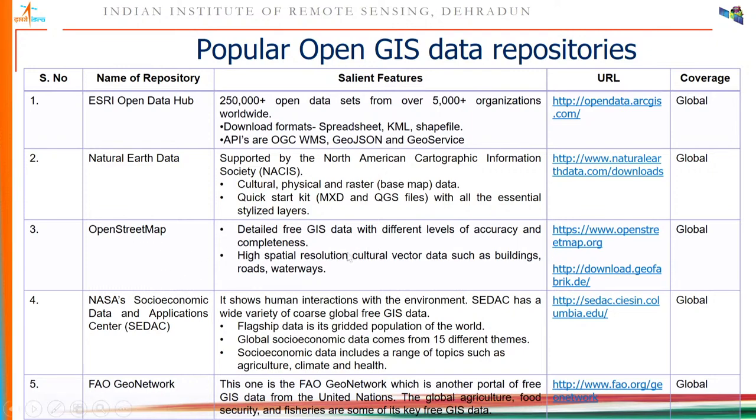OpenStreetMap, I already explained to you. This is a very popular website whenever you are talking about GIS data or vector data. OpenStreetMap will be the most popular. But here data are available in two formats. One is a .osm file, which is an XML document. You can download it from their website.